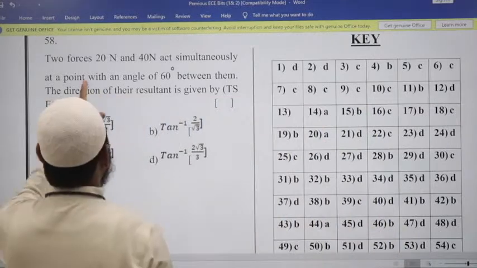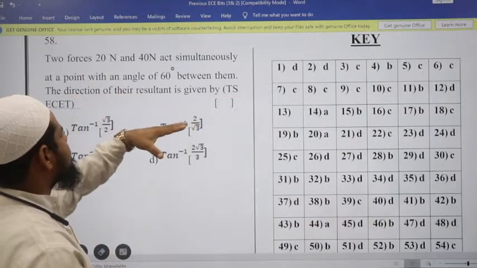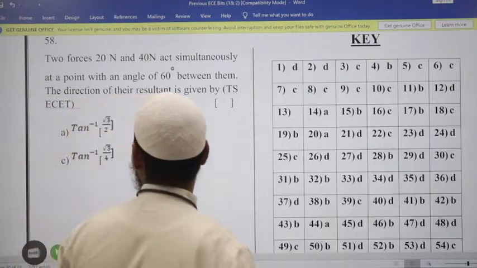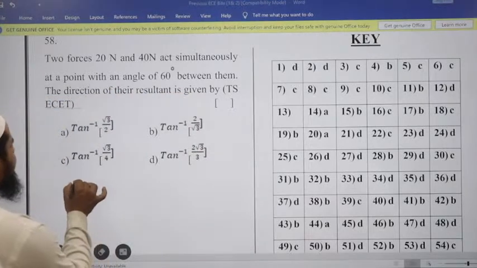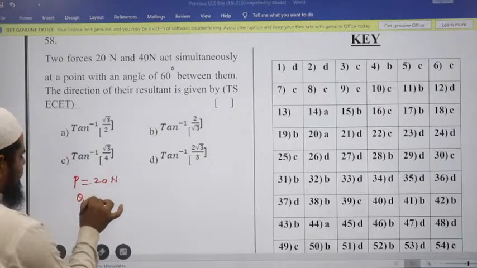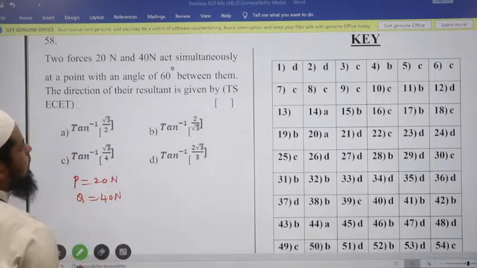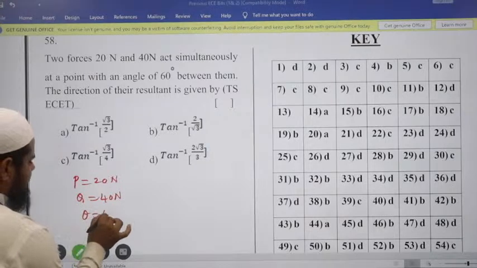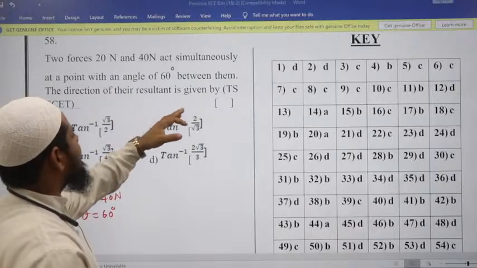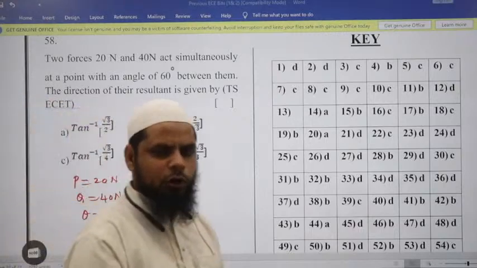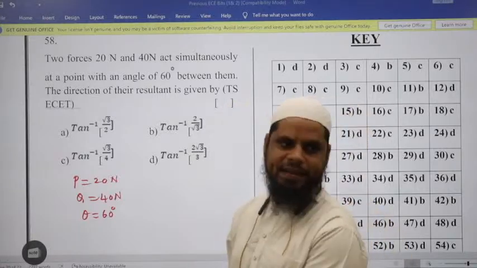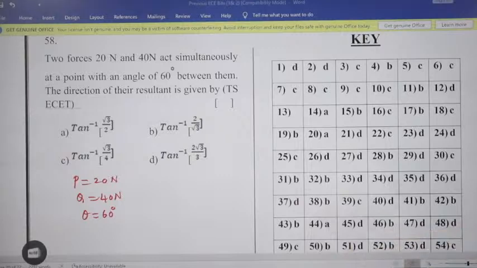So two forces are given as 20 newtons and 40 newtons, acting at a point with an angle of 60 degrees between them. So what he has given, look at this: P is equal to 20 newton, Q is equal to 40 newton, and theta is equal to 60 degrees. You need not find the resultant, you need to find the direction only. What is that? Tan inverse.